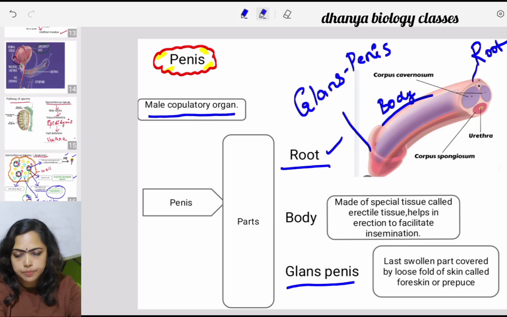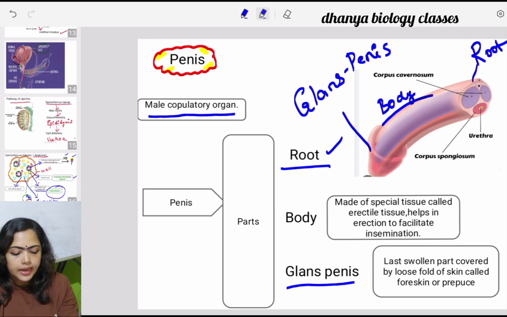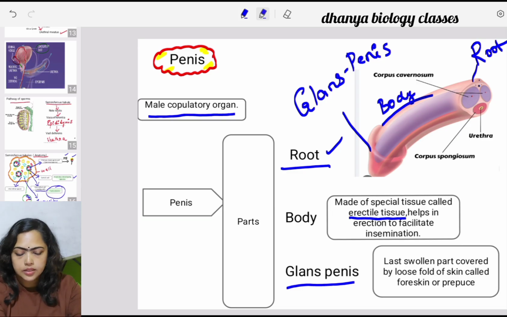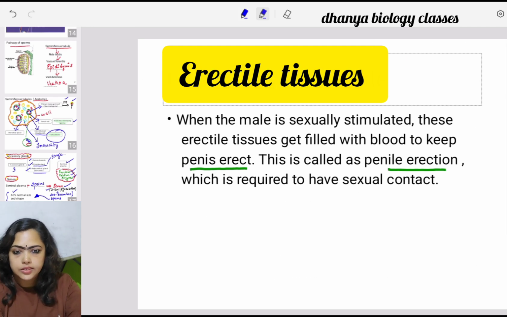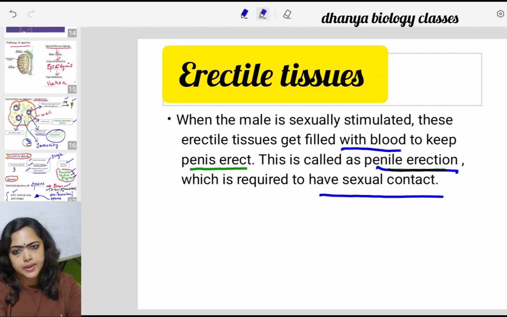This part is important because it carries the special tissue called erectile tissue, which helps in erection to facilitate what? Insemination or sexual contact. That means when the male is sexually stimulated, these erectile tissues get filled with what? Blood to keep the penis erect, and this is called penile erection, which is required to have what? Sexual contact. So this is the significance of erectile tissue seen in the body of the penis.